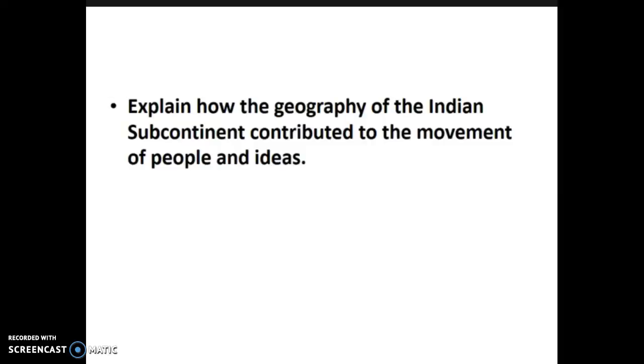All right, this is the notes for Standard 2E, which is to explain how the geography of the Indian subcontinent contributed to the movement of people and ideas.